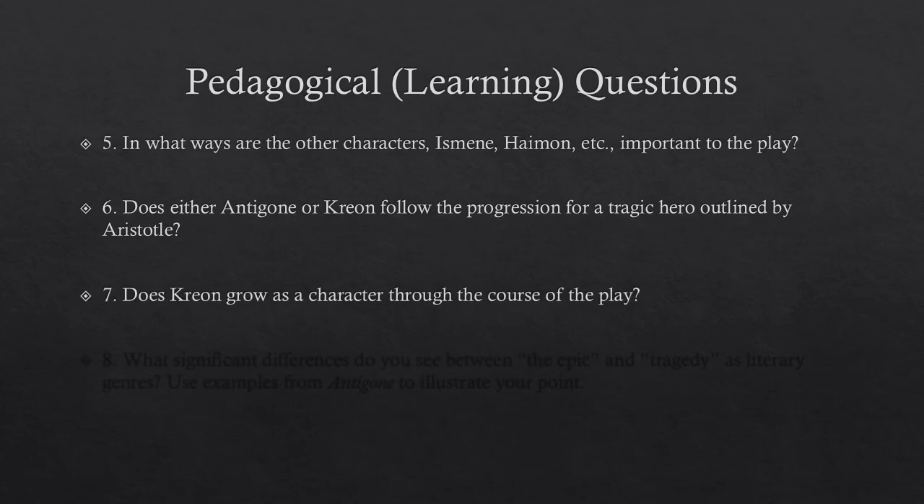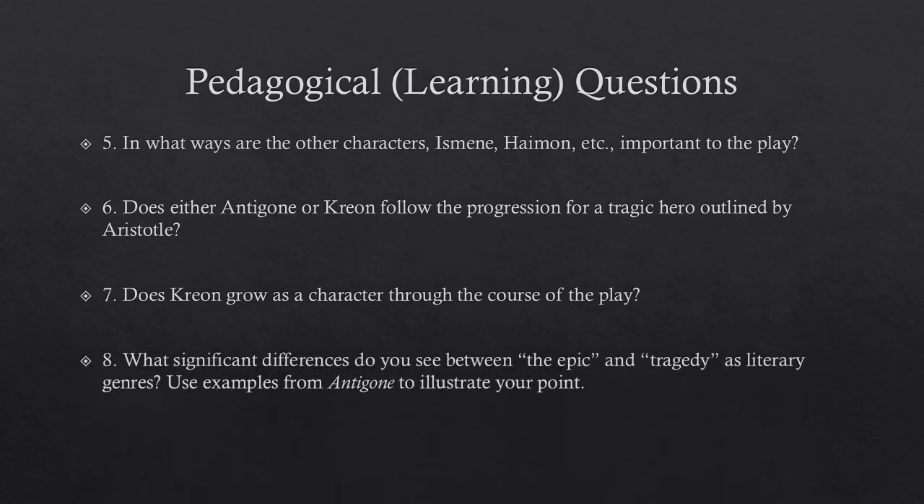And does Creon grow as a character through the course of the play? You could ask the same thing about Oedipus. Do they grow and change in the way the epic heroes do? Does recognition and catharsis involve growth? Does Creon have recognition and catharsis? Questions 6 and 7 are related.